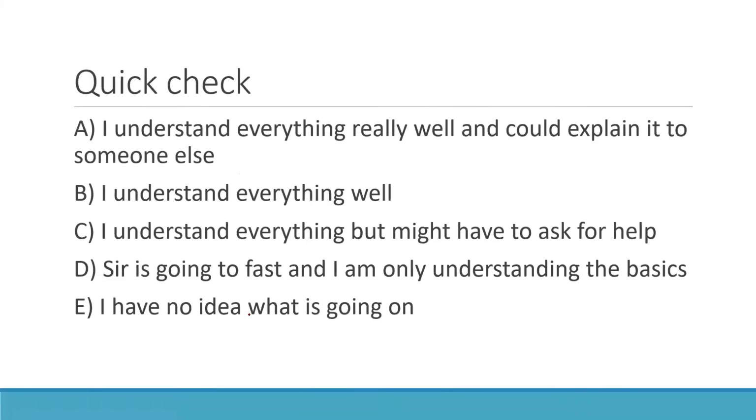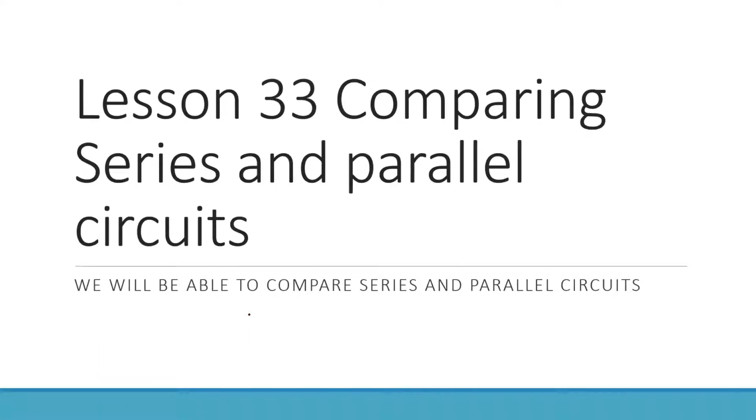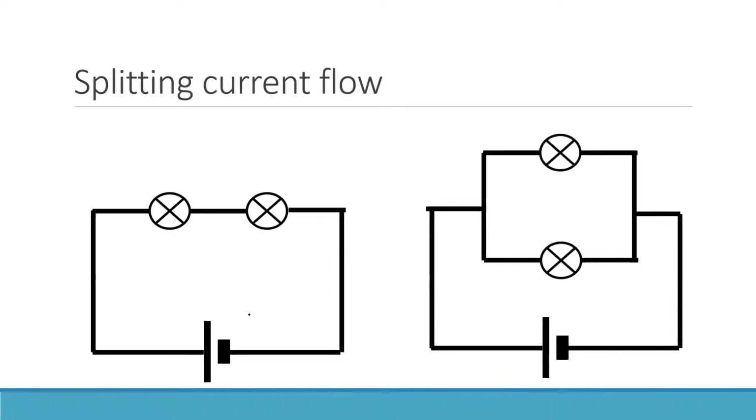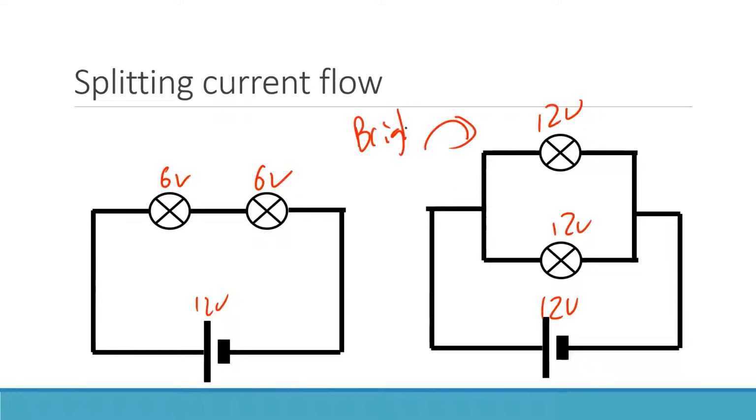Last lesson we powered through this new idea of comparing series and parallel circuits. We said the main thing is that with a parallel circuit, if both of these circuits are 12 volts, then each of these bulbs will drop 12 volts. But each of these bulbs will drop 6 volts. And so the one on the right, these bulbs will be brighter. The reason they are brighter is because they share the voltage, but they don't share the current.